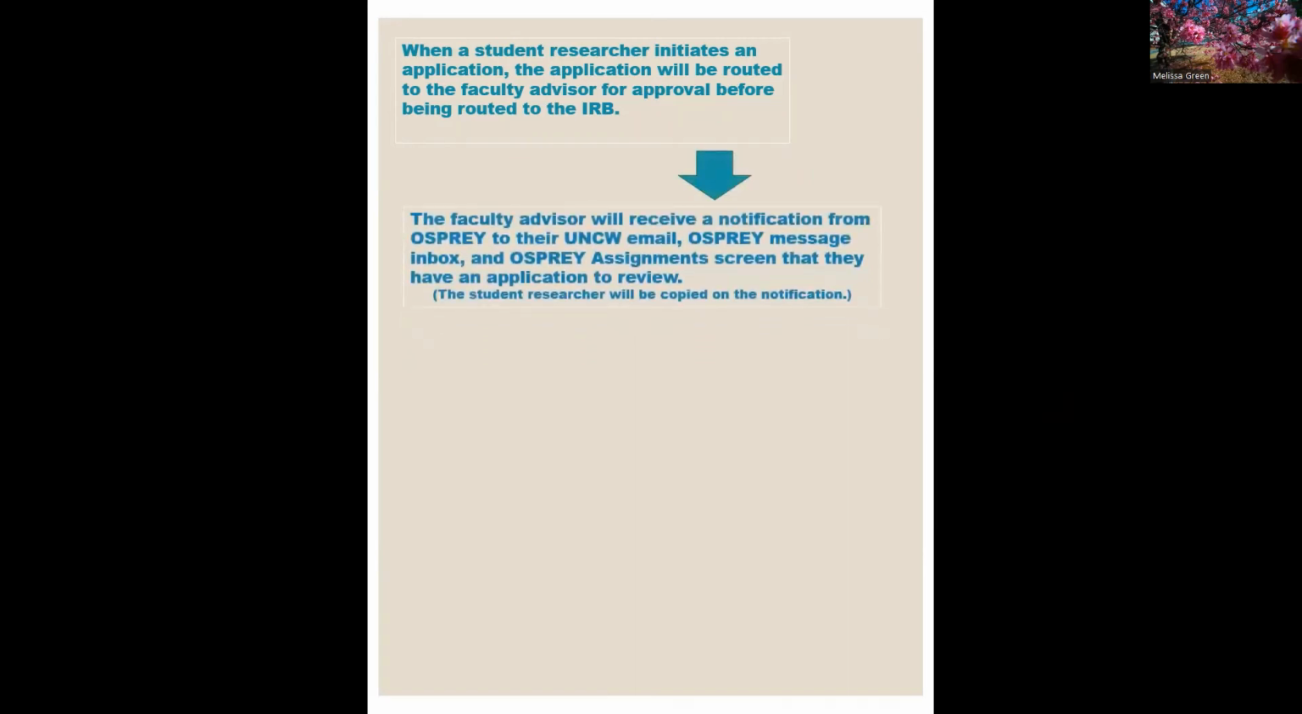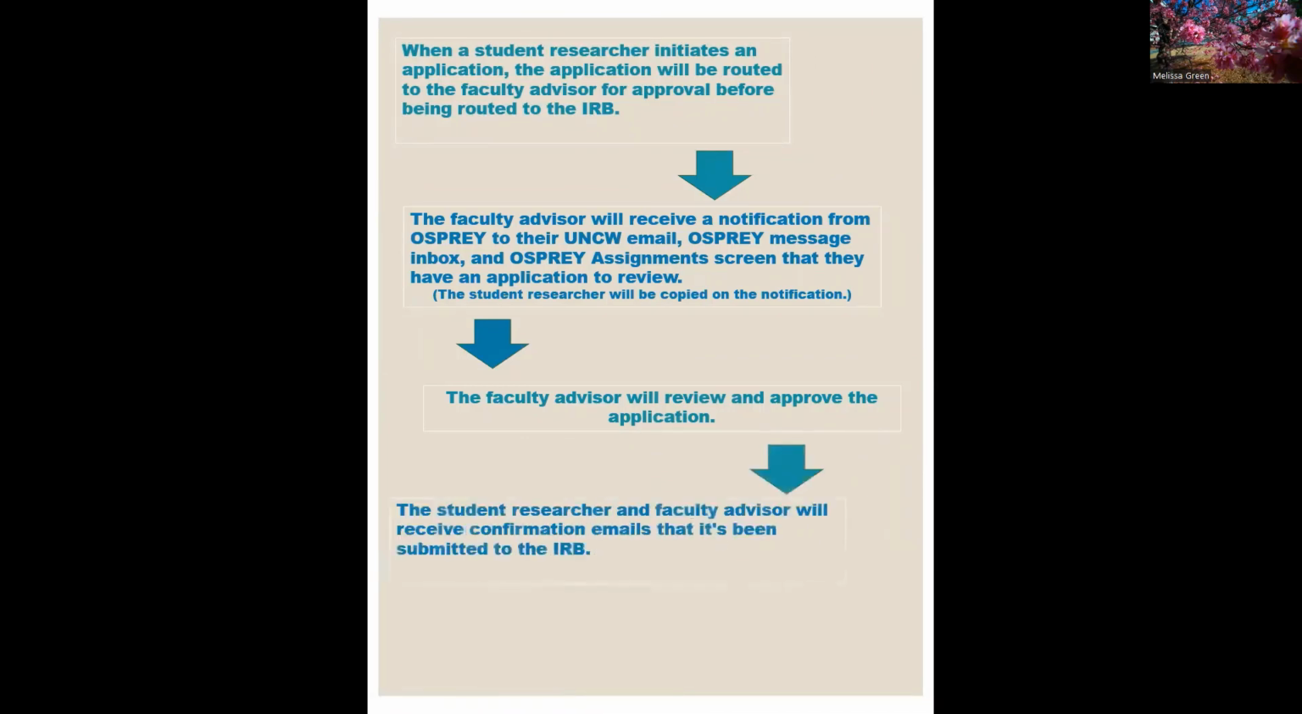The faculty advisor will receive a notification from OSPREY to their UNCW email, their OSPREY message inbox, and OSPREY assignment screen that they have an application to review. The student researcher will be copied on the notification. The faculty advisor will review and approve the application. The student researcher and faculty advisor will receive confirmation emails that it's been submitted to the IRB.